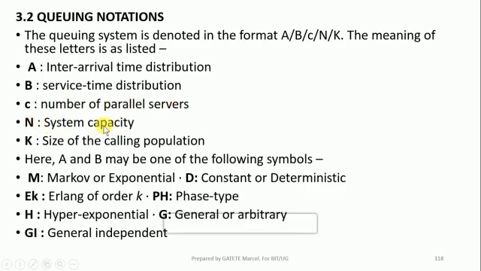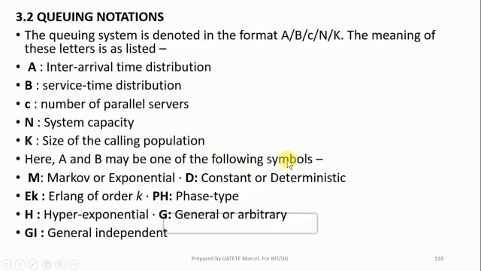N is the system capacity, for example if it can hold 10 cards. This is N. K is the size of the calling population. It means the total number of customers who can come to the bank at any time. So this is K.